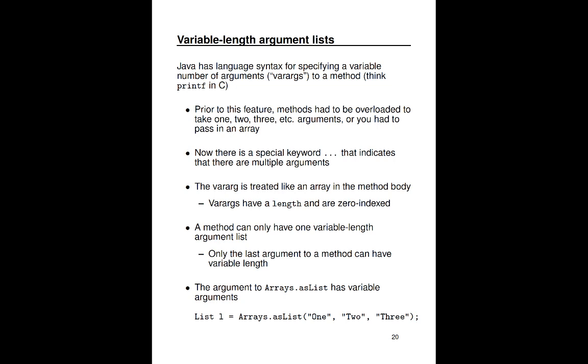In the implementation of a method, the varargs parameter is treated like an array. You can access its length, and it is 0 indexed. Note though that a method can only have one variable length argument in its list, and it has to be the last one. A great example of varargs is the Arrays.asList method. This is a static method of the Arrays class that will take an arbitrary number of objects and place them in a list.